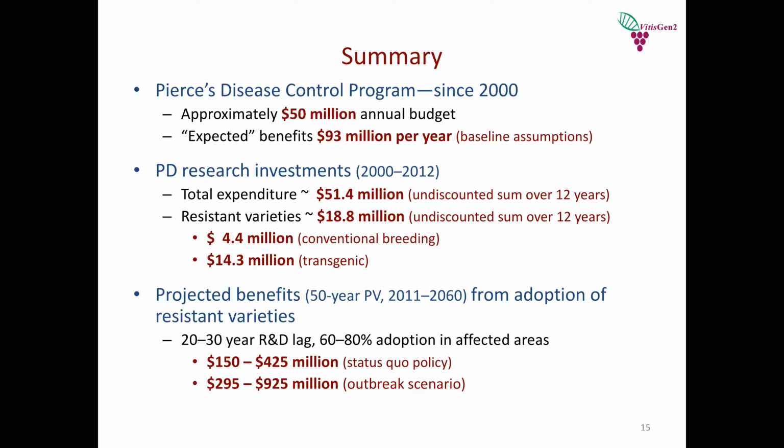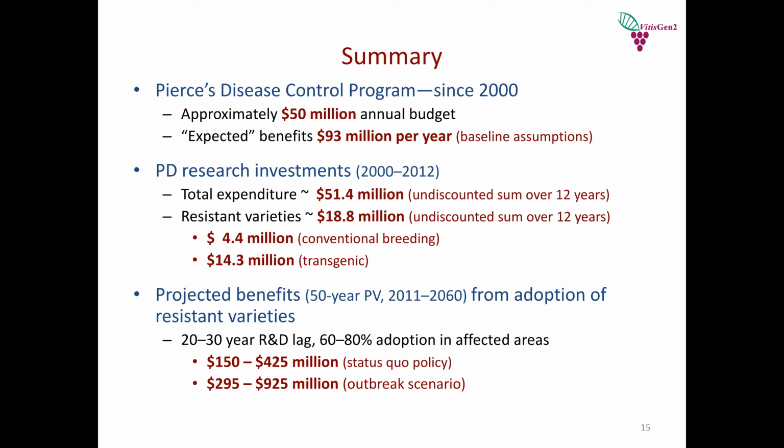If that program were to end, then the damage from the disease would be much greater, and the benefits from resistant varieties would be much greater too. So in the outbreak scenario, we analysed what would happen if we had the glassy wing sharpshooter all through California doing much more damage, and then the benefits from resistant varieties would be on the order of twice as much, so 295 million to 925 million.